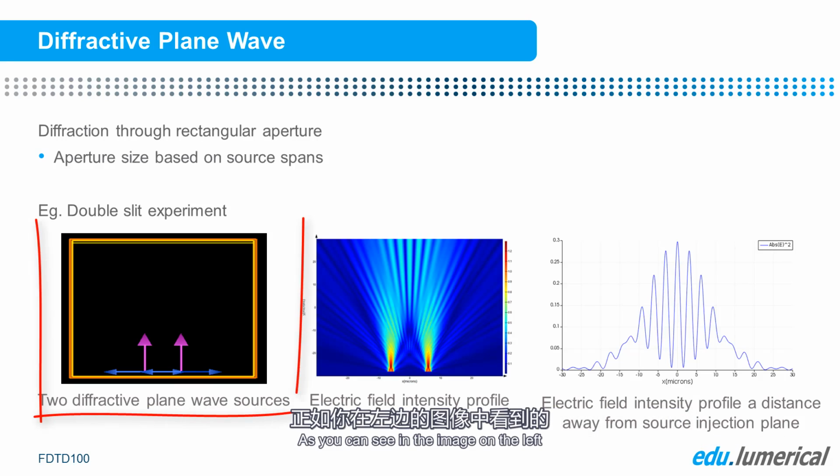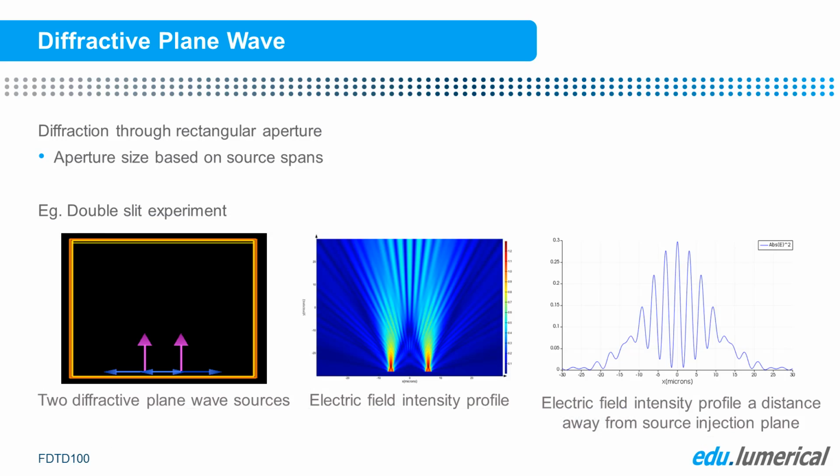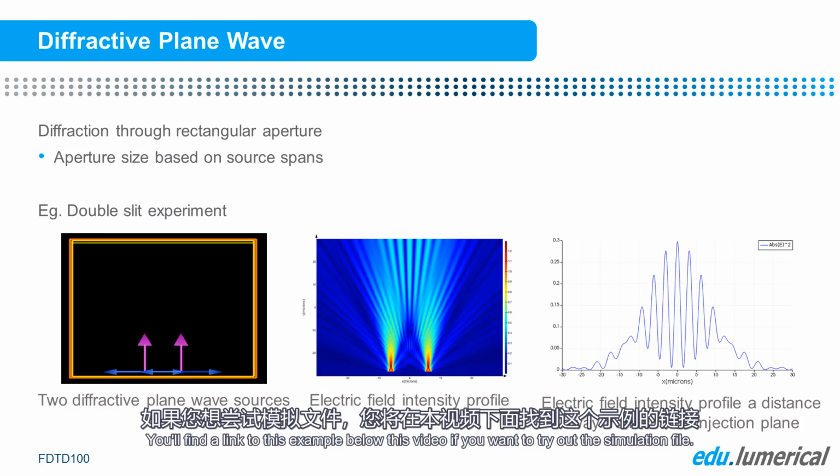As you see in the image on the left, we use 2 diffracting plane wave sources to represent the light passing through the 2 apertures. You'll find a link to this example below this video if you want to try out the simulation file.